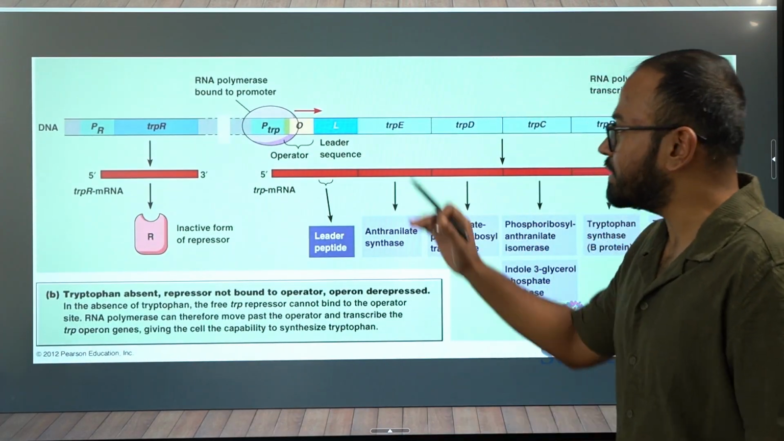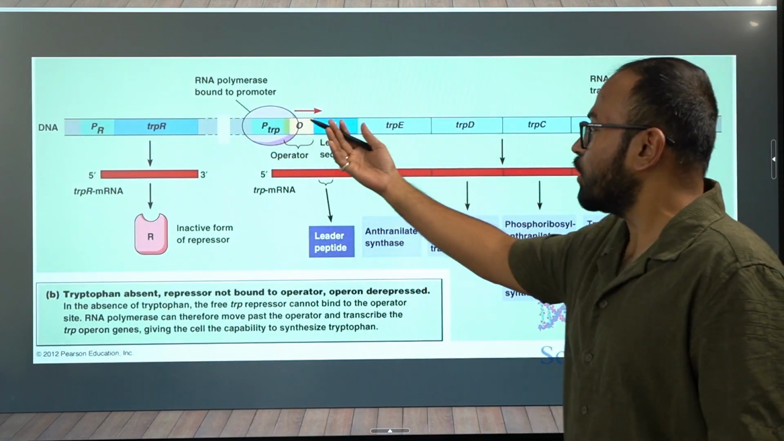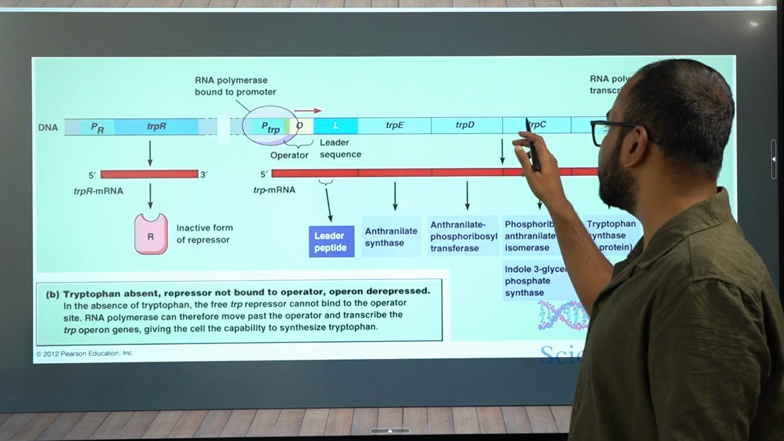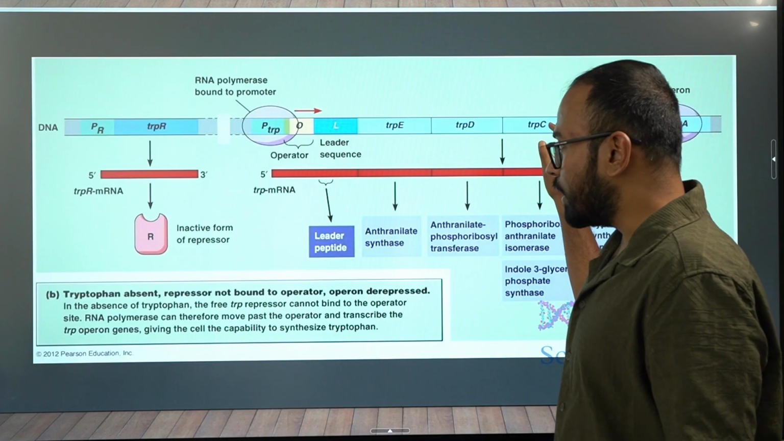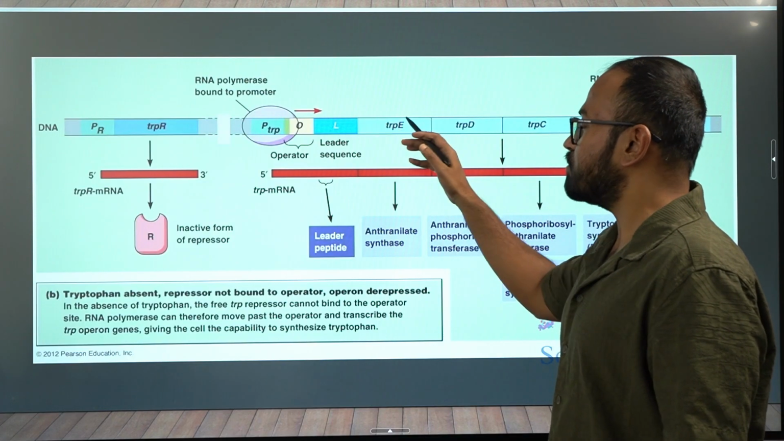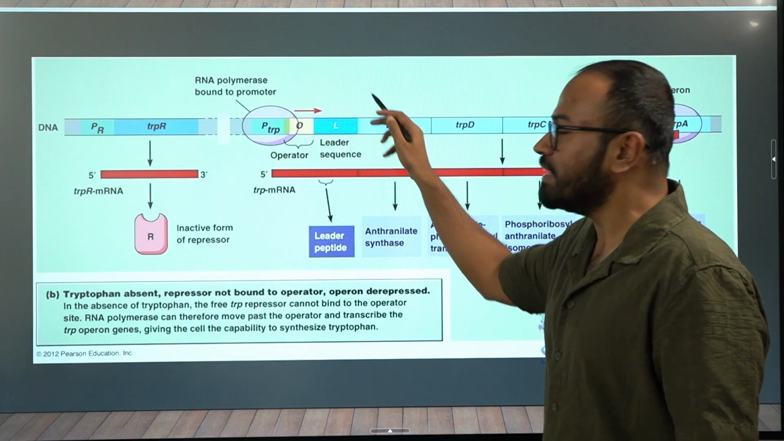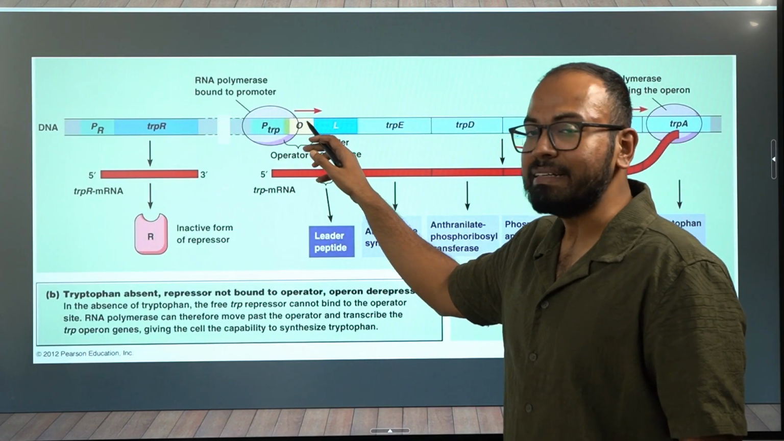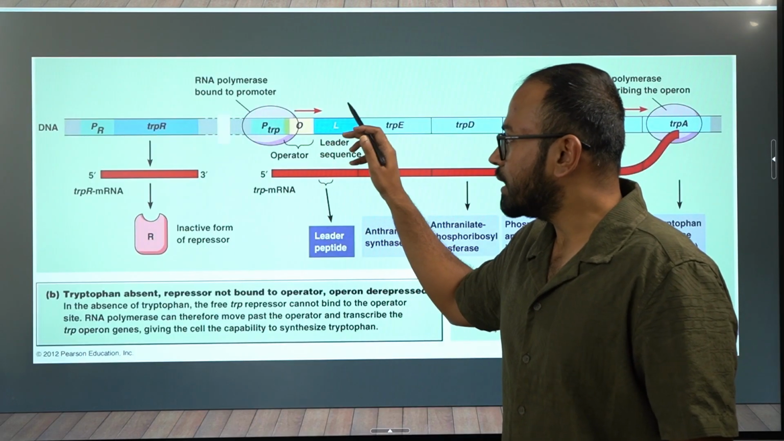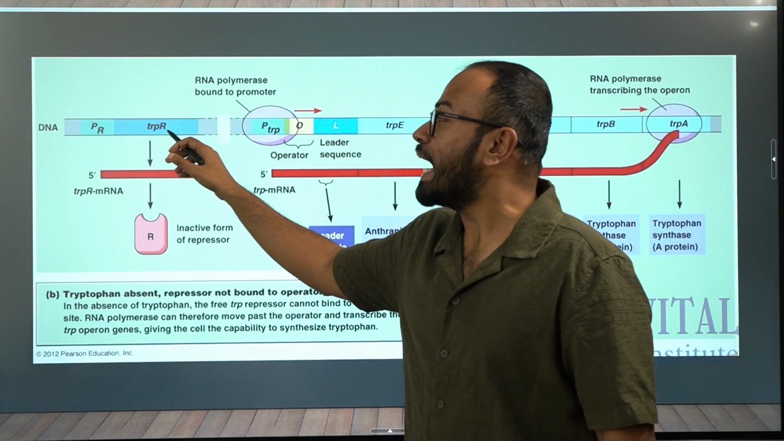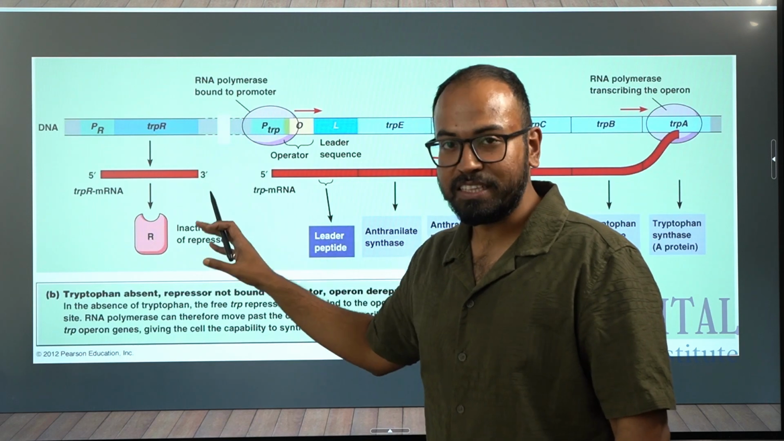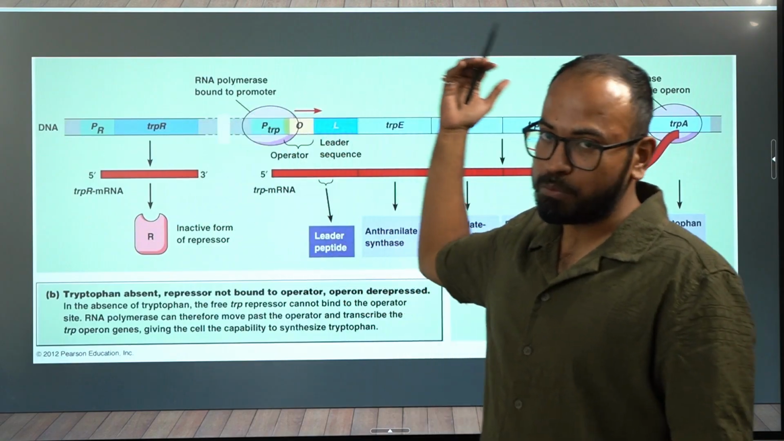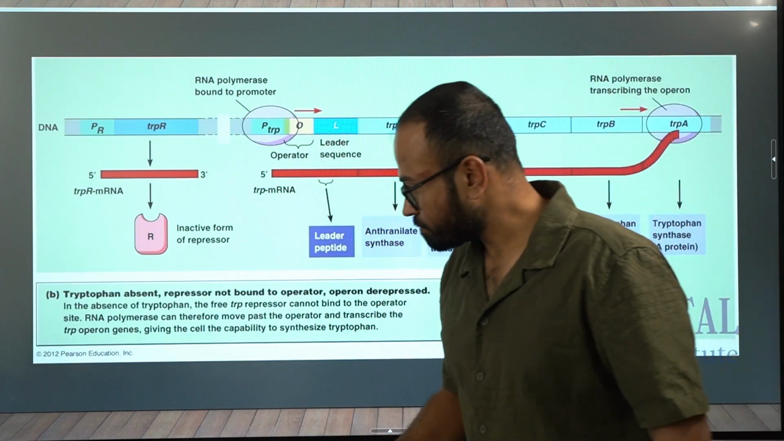Coming to this picture, let's see. We have a set of genes where we can find structural genes like E, D, C, B and A. Upstream of these structural genes lies our leader sequence. Apart from the leader sequence, we have an operator site. And there is another gene called trpR, which is associated with repression. It can be located either upstream or downstream of this entire segment of genes.